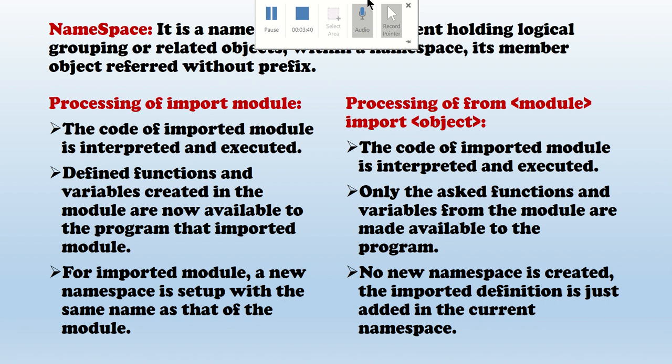Okay, so just go through the steps involved while importing a module. The code of the imported module is interpreted and then executed when you try to import, and then the defined functions and variables created in the module are now available to the program that imported the module. For an imported module, a new namespace is set up with the same name as that of the module. So when you import the math module, a math namespace will be created, and only from that namespace will you be able to access the objects.